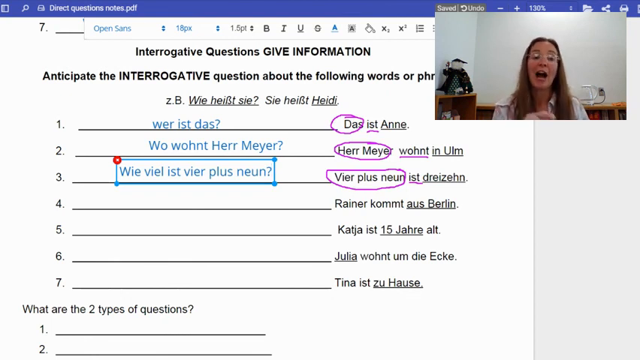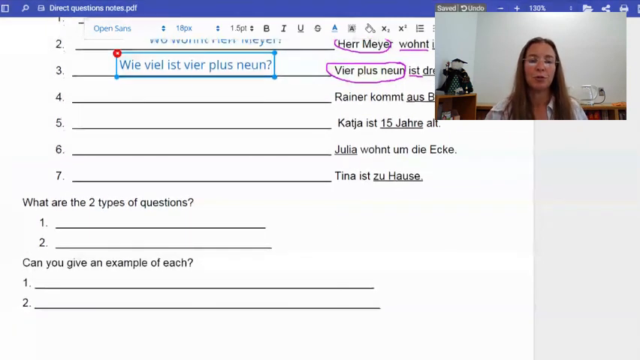I could say 4 plus 9 is 13. Okay? All right. I'd like you to try 4 through 7, and I would like you to recall the 2 types of questions that we talked about today, and I want you to give an example of each. You can use the worksheet to help you out. We're going to go over these in class.